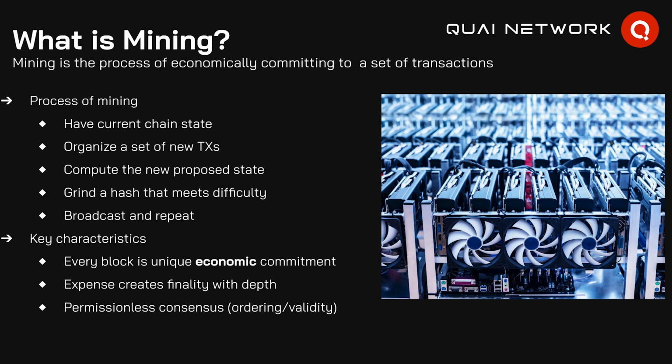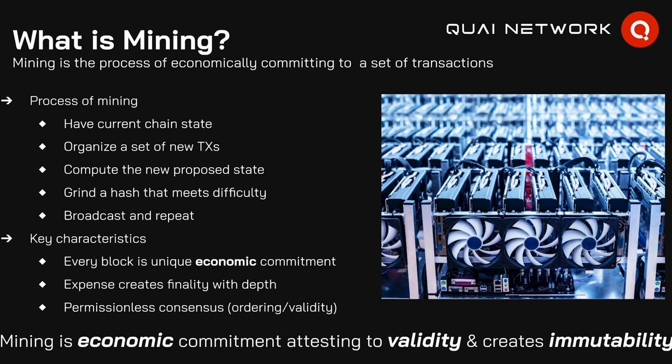Once they have a proposed block, they go through the process of trying to find a nonce, which will create a hash that meets a difficulty threshold for that block. If they meet that threshold, they'll find a valid block. They can broadcast it to the network, and then they do the process all over again. The key with a work-based system is that every block is a unique economic commitment, and the expense of that commitment is what creates finality in the blockchain. A work-based system is really the only way to achieve permissionless consensus, as well as ordering and validity. So it's important to understand that the process of mining is also the process of ordering.